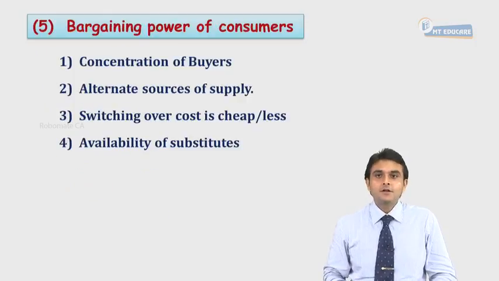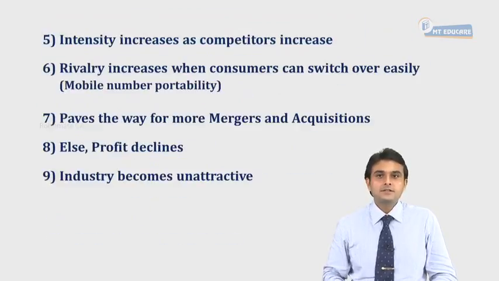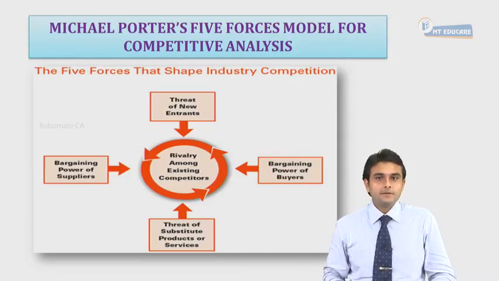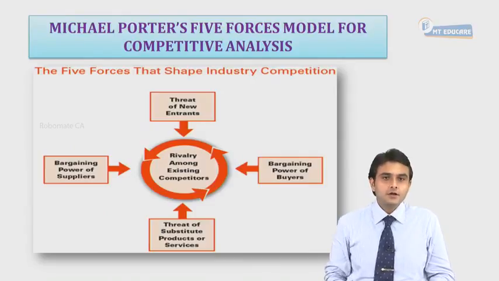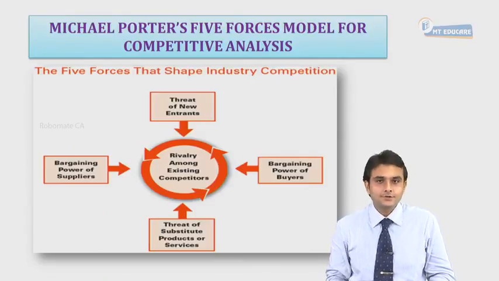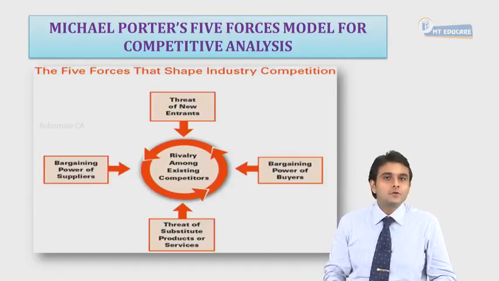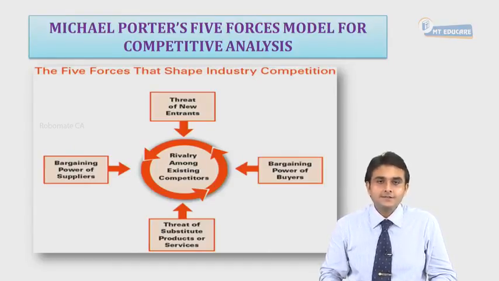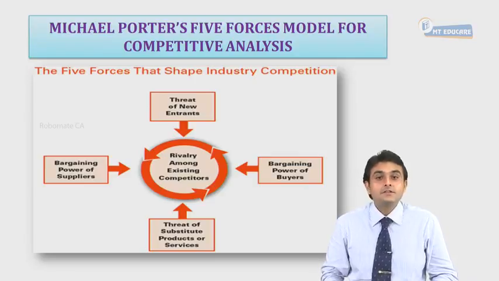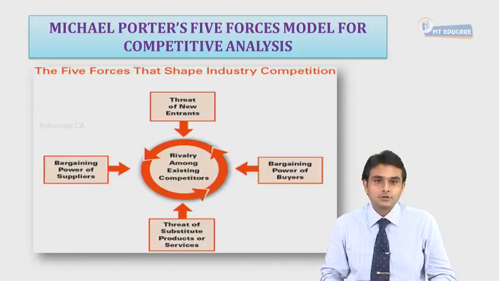So coming back to the points again, we'll take a look at the chart. The 5 factors which have an influence on the competition, or the other way to say it, Michael Porter's 5 forces model for competitive analysis, would include these 5 factors. First, rivalry among existing firms, which is existing competitors; threat of new entrants; threat of substitute products or services; bargaining power of suppliers; and bargaining power of consumers or the buyers.